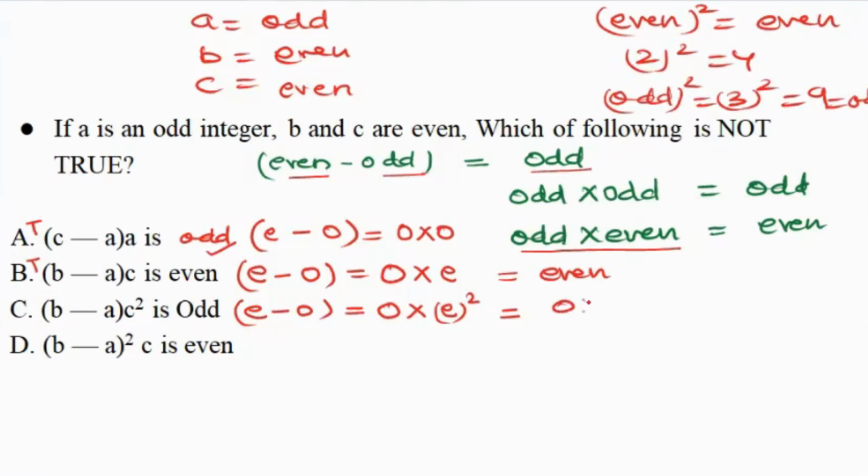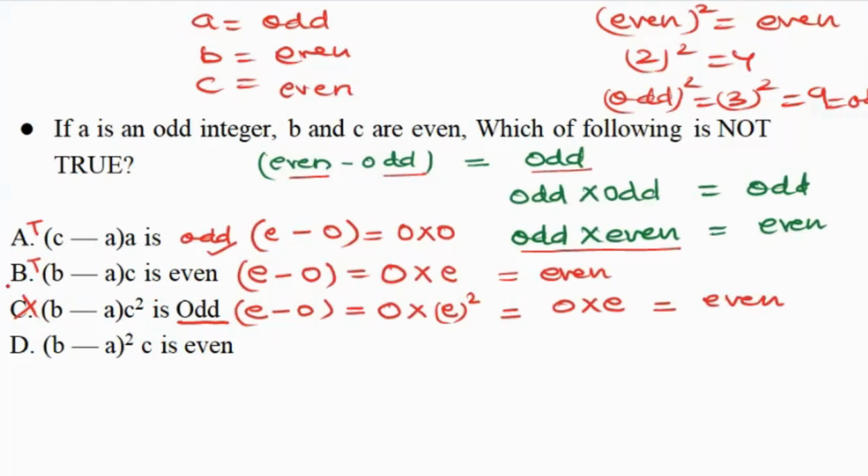So odd times even number square is an even number only. When I'm doing odd times even number, I will be getting an even number. So my answer will be an even number. And here it is given that the answer, whatever we are going to get, should be an odd number. But that is not true. So we can say that option C is not true over here.